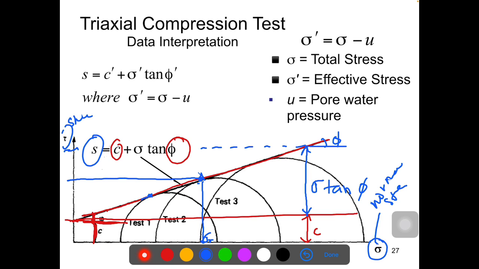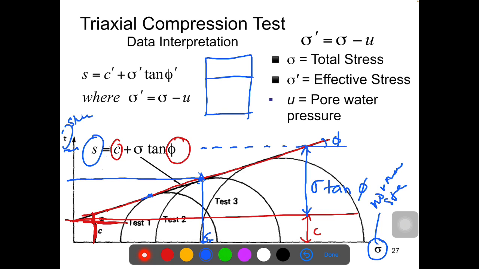For effective stress, because we have total stress and effective stress, effective stress equals total stress minus U. Remember, do you still remember the three-phase diagram?